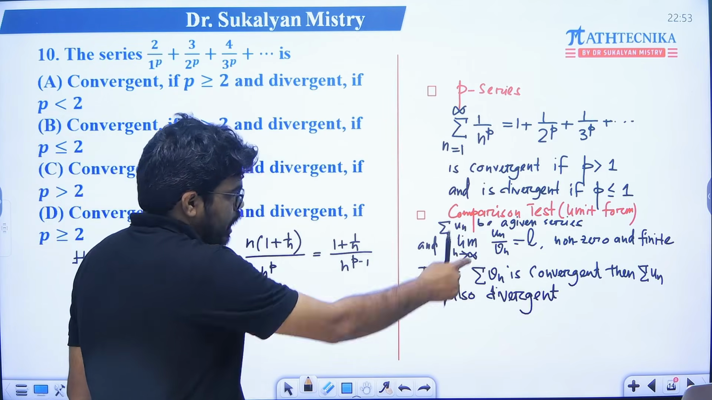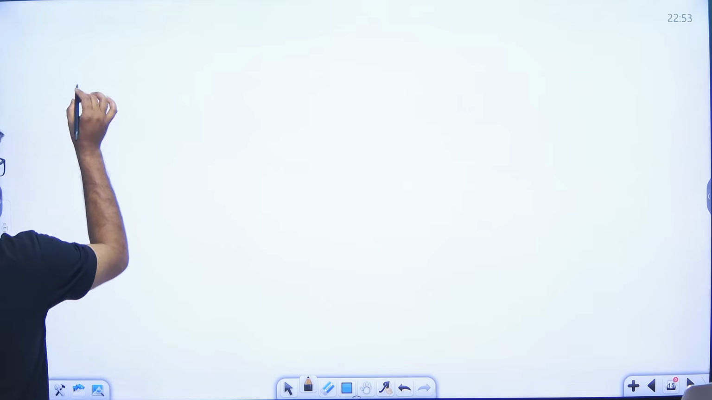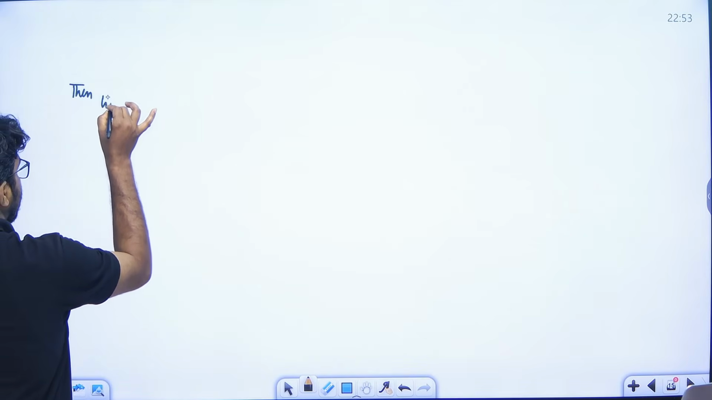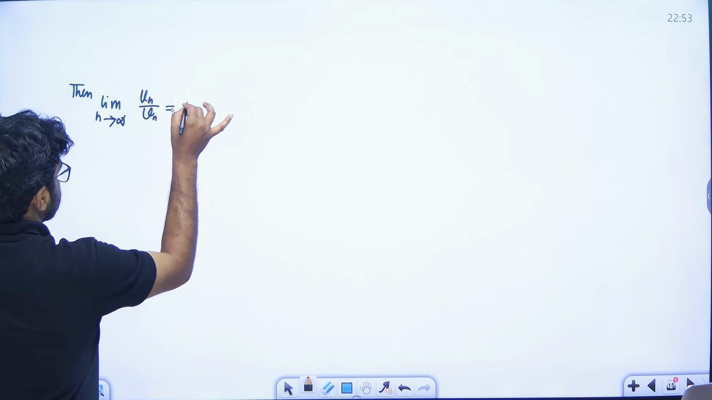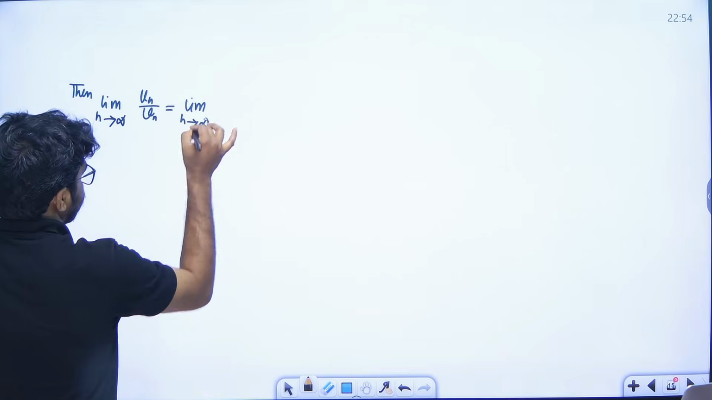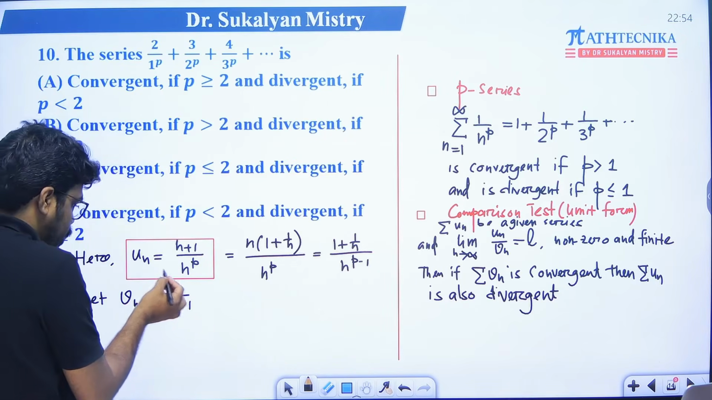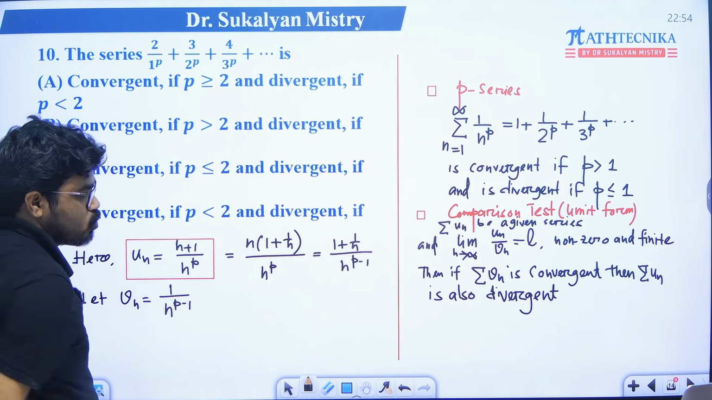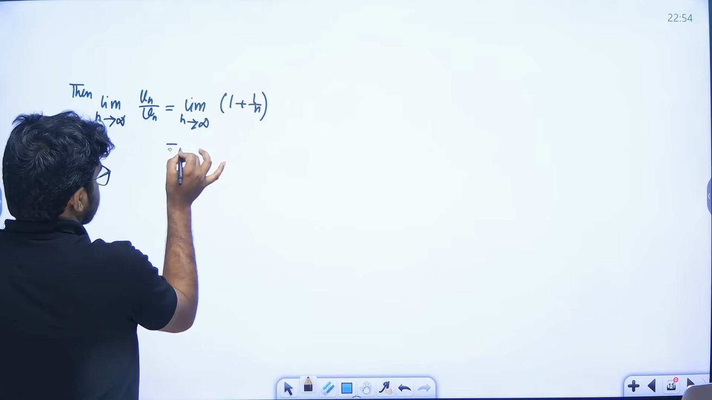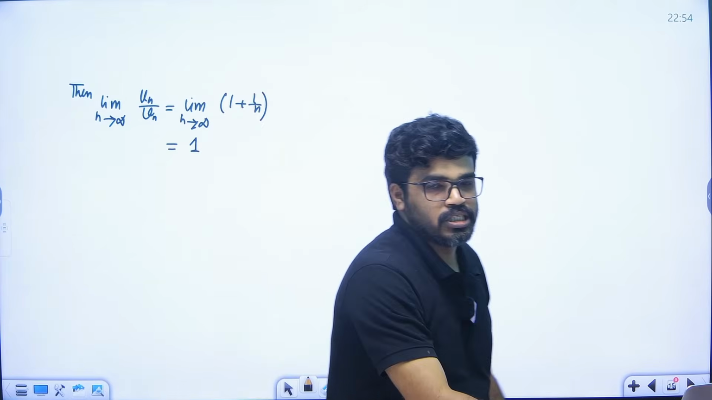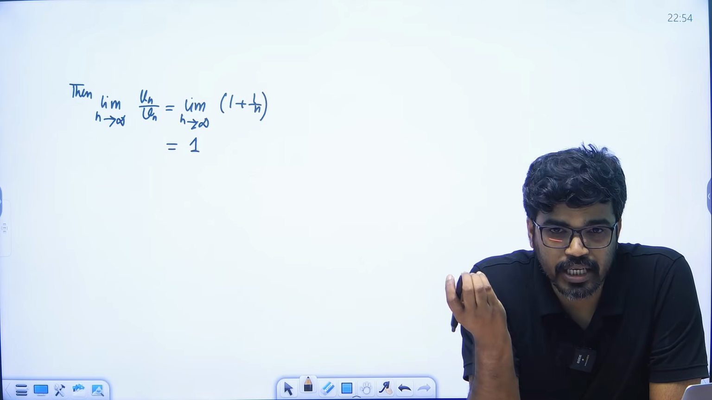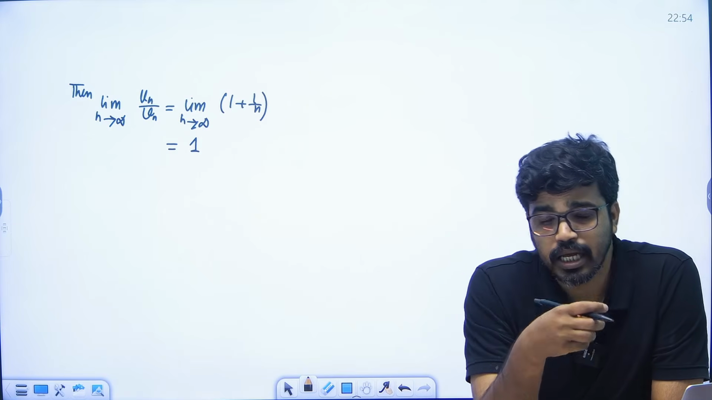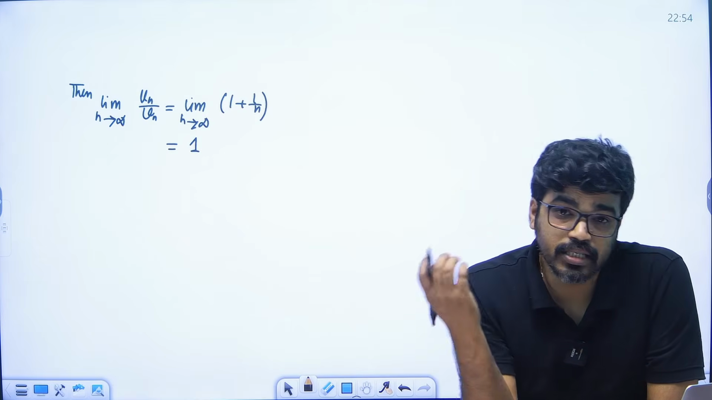ঠিক আছে, এবার কি ক্যালকুলেট করতে বলেছি, un by vn, right? So then limit n tending to infinity un by vn. So what is un? Un is this. What is vn? Vn is this. So un by vn যখন ক্যালকুলেট করবে, n to the power p minus 1 cancel. So this is 1 plus 1 by n. So that is ultimately 1, which is a non-zero finite number, right? Now, if summation vn is convergent, then summation un is convergent. If summation vn is divergent, then summation un is divergent.